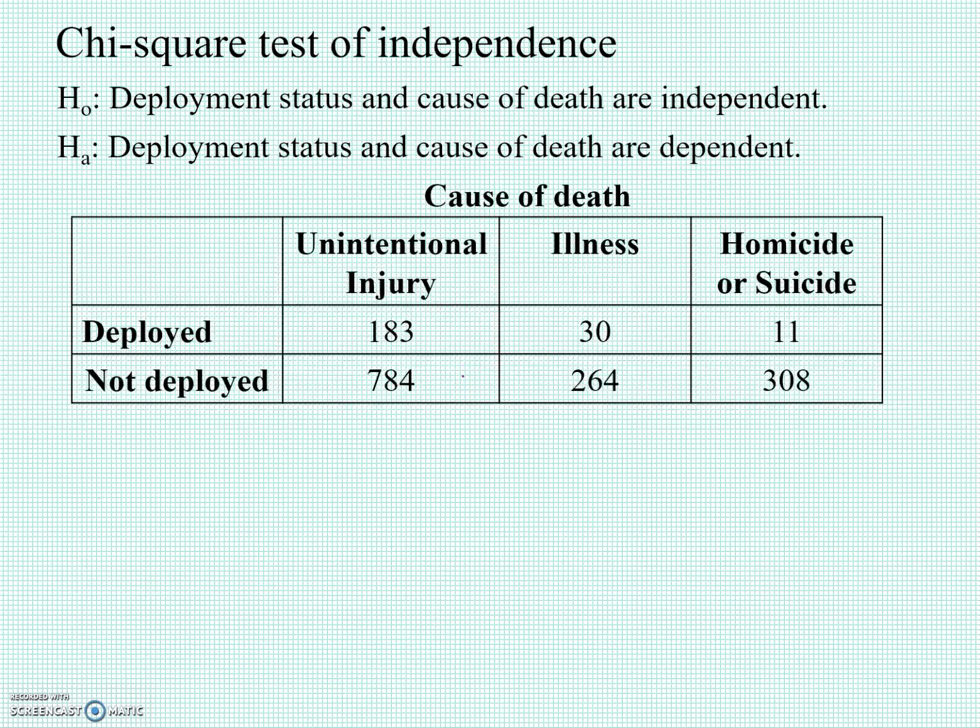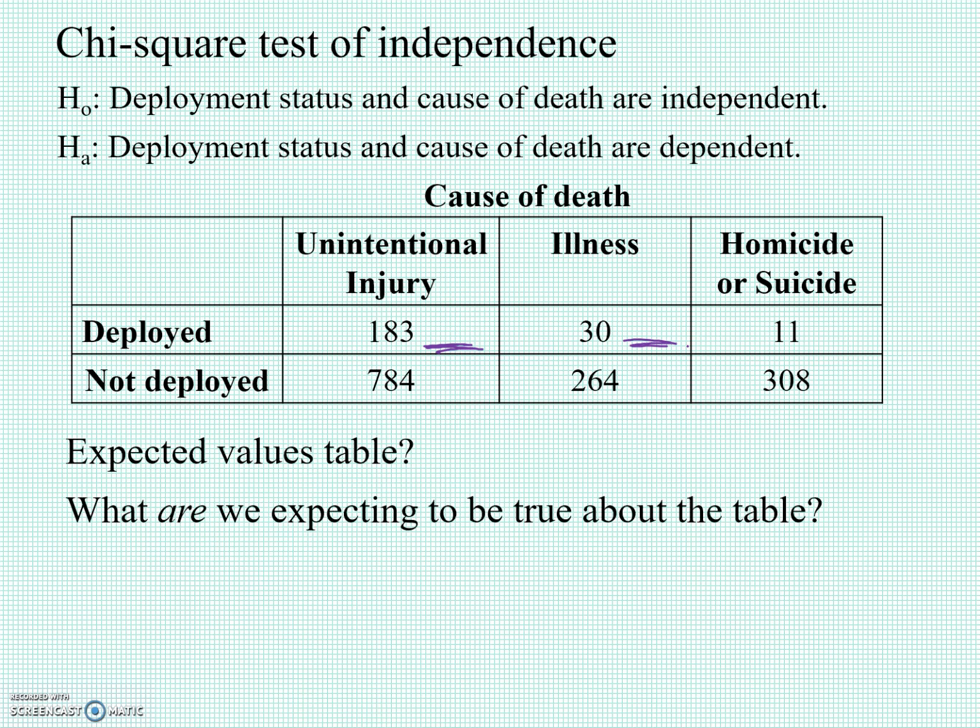So I have my table, which again, is already on your paper. We're going to put our expected values. You can put them in a separate table in your notes, or you can put them in a space right here. I'm going to show you a whole new table, but you put them wherever you need to put them. So how do we come up with expected values if we have so many categories going on? What we need to ask ourselves is, what are we expecting to be true about the table? And what we're expecting is that they are independent. We are expecting that deployment status does not have anything to do with cause of death. That is our assumption. They are independent.